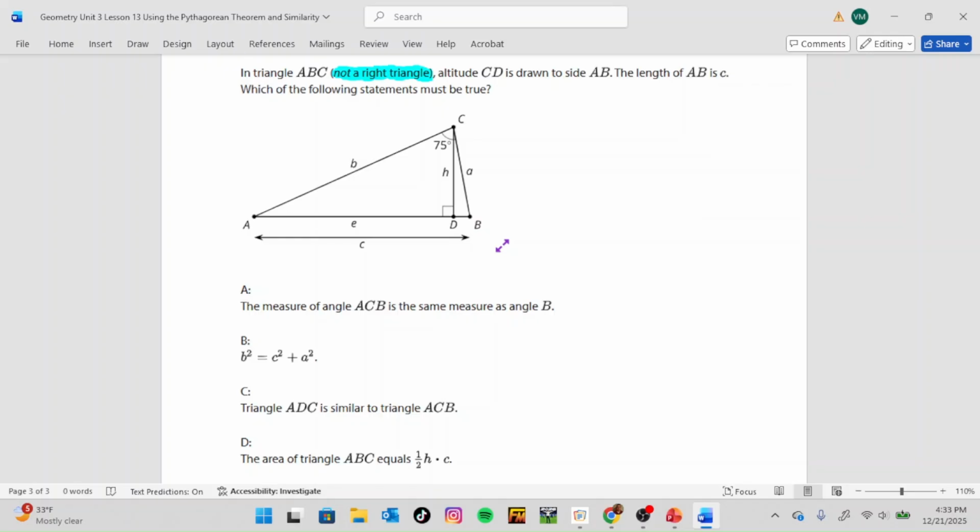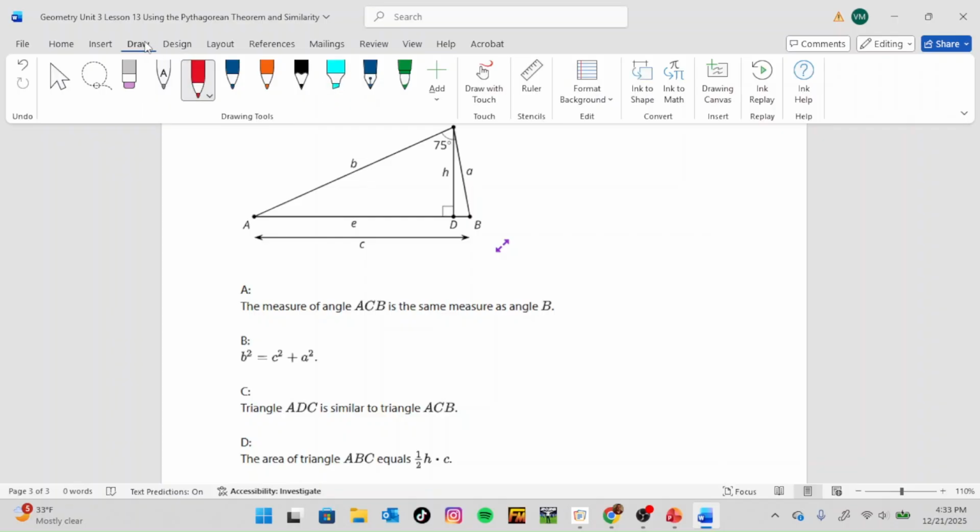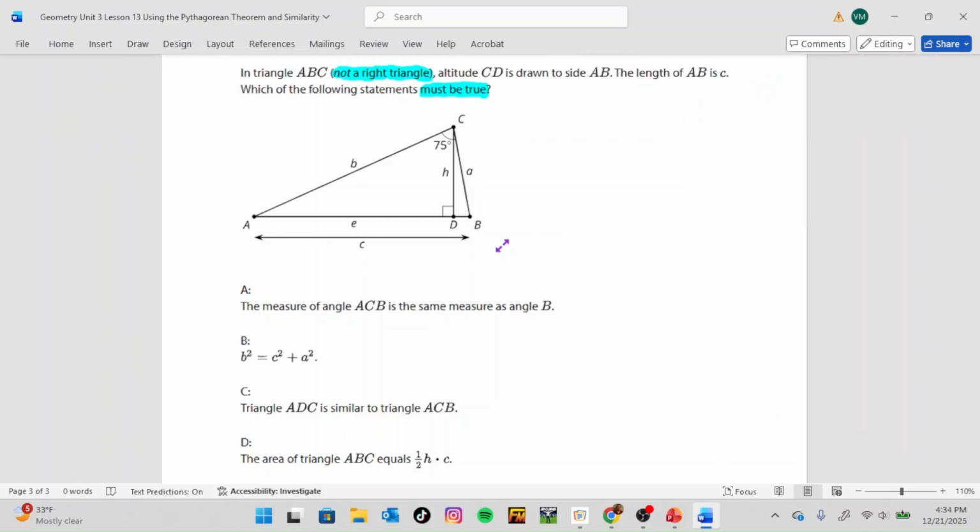Then notice it says which of the following statements must be true. Okay? Not could be true, not might be true. Absolutely 100%, you know for a fact, must be true. So now let's go through our answer choices.